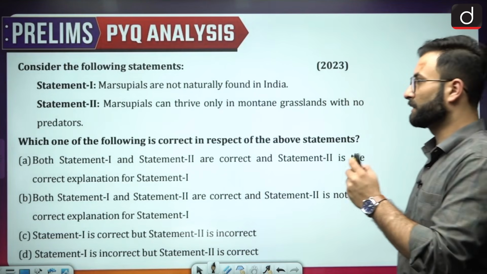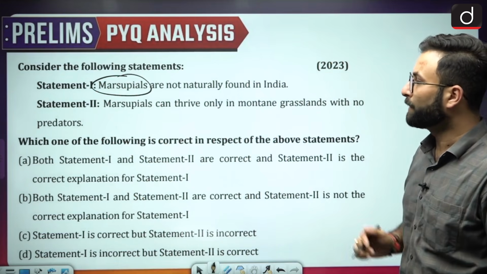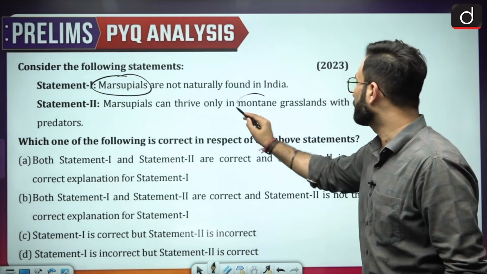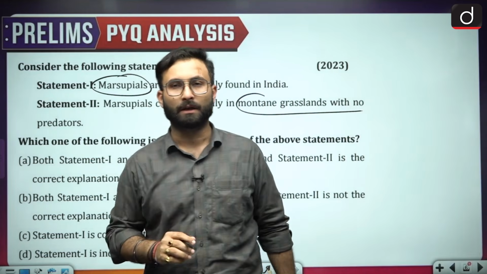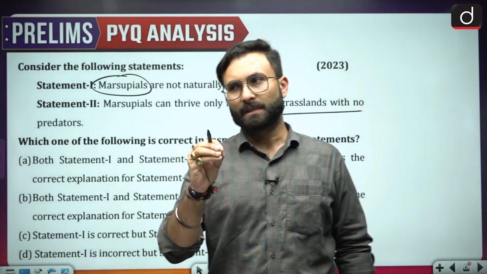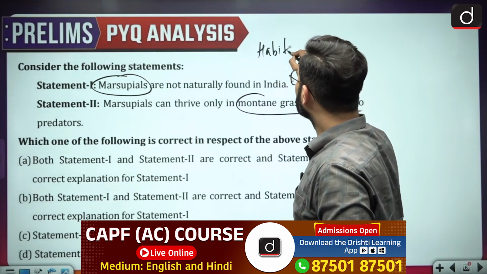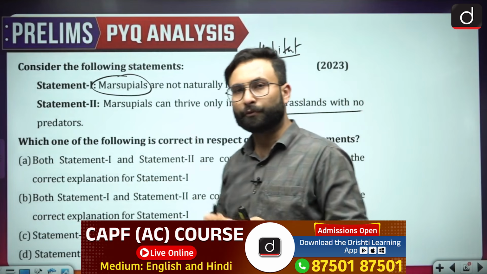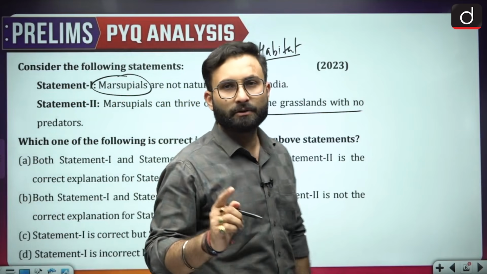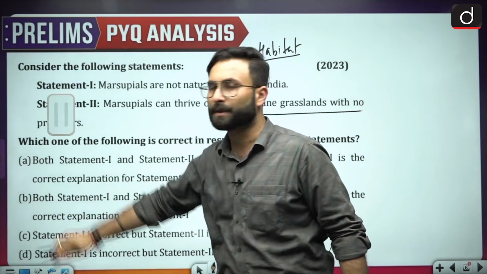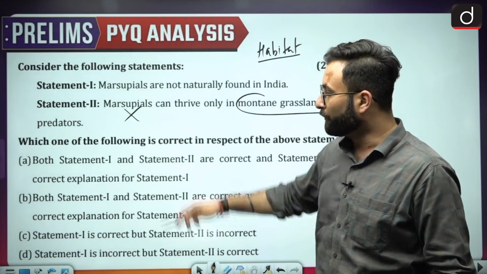So starting with the first question. Marsupials are not naturally found in India. Marsupials can thrive only in the montane grassland with no predators. Now they are saying that there is no predator at all. In any habitat, to make sure that the food chain or the population is under control, there will be a predator as well. So when you say that marsupials do not have any predator, that can be a wrong statement. If you remove this statement, you will directly reach the answer.